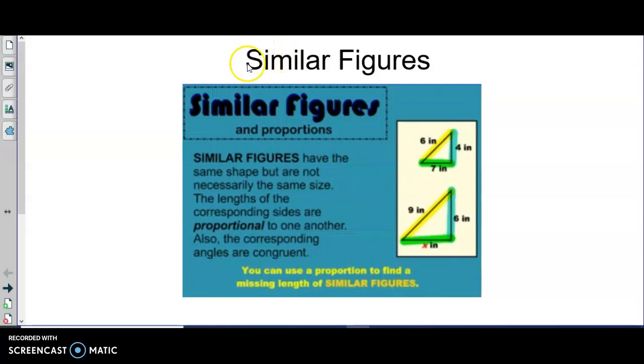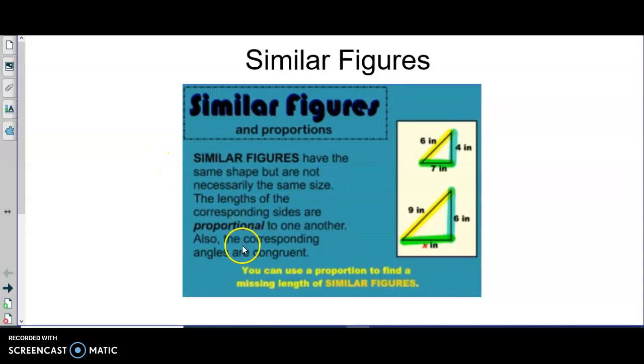So today we are talking about similar figures. And here's kind of a definition of similar figures. Similar figures have the same shape, but are not necessarily the same size. And the length of the corresponding sides are proportional to one another, and also the corresponding angles are congruent. So there's a lot of math words there, but basically what's going on is if you have two shapes that are the same shape, just different size, then they're probably going to be similar. And if they're similar, then the sides are proportional.